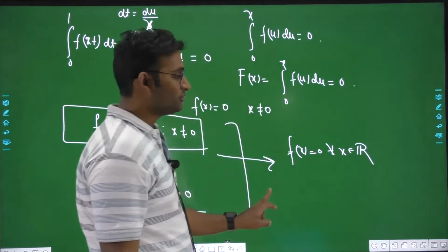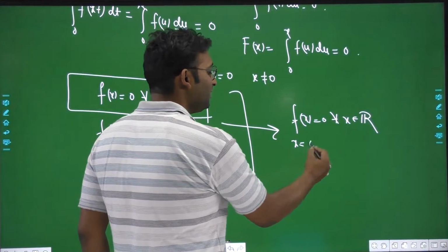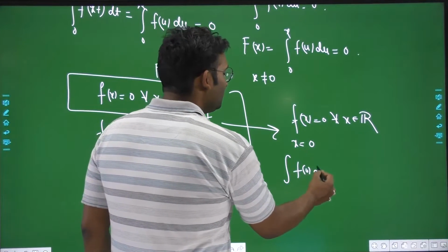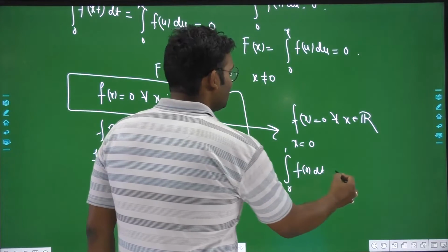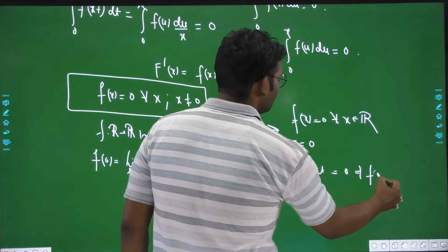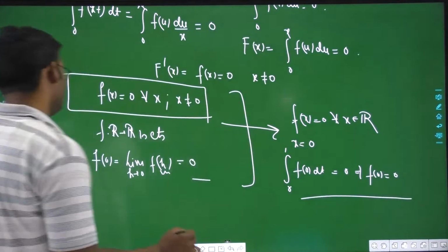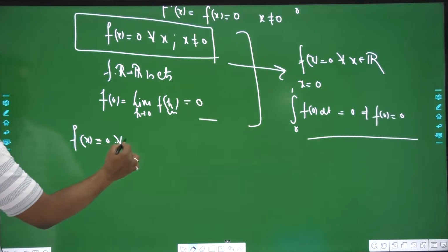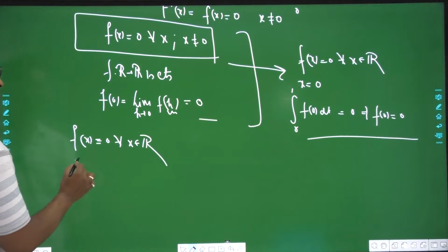Regarding 0, you could have also done that. You could have simply placed x equal to 0 in your question, and that would have given you the integral of f(0) dt from 0 to 1 equal to 0, which implies f(0) equals 0. So in short, the answer should be f(x) equals 0 for all x belonging to R. So f is identically 0.